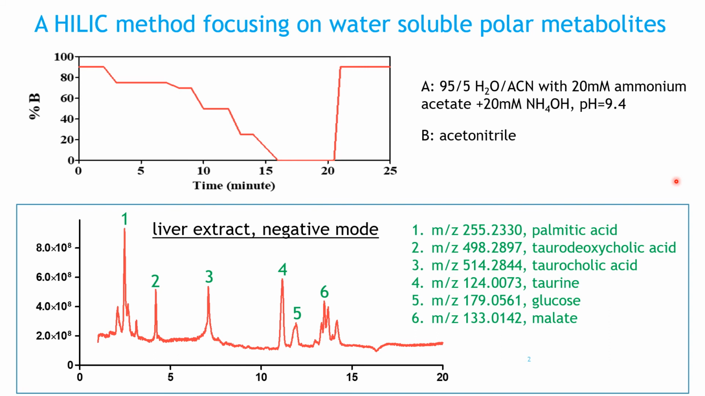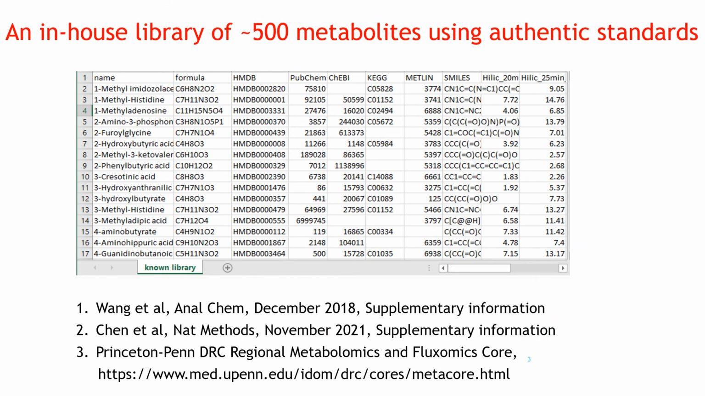So in HILIC condition, we start from high organic and then go to low organic and back to high organic. Under this condition, the lipids and the fatty acids will elute earlier, and those polar metabolites will elute later. So with this method, we established an in-house library using about 500 metabolite standards.